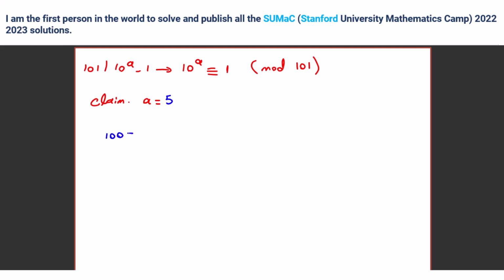10 is not good. 100 is congruent to what mod 101? -1. Exactly. 10 is 10, 100 is -1, so 1000 is what? 1000 is -10. Yes, you can multiply the previous one by that. Then 4 zeros is what? 4 zeros is 100, which is okay, so it's 1. Yes, -100 multiplied by 10, or -1 squared.